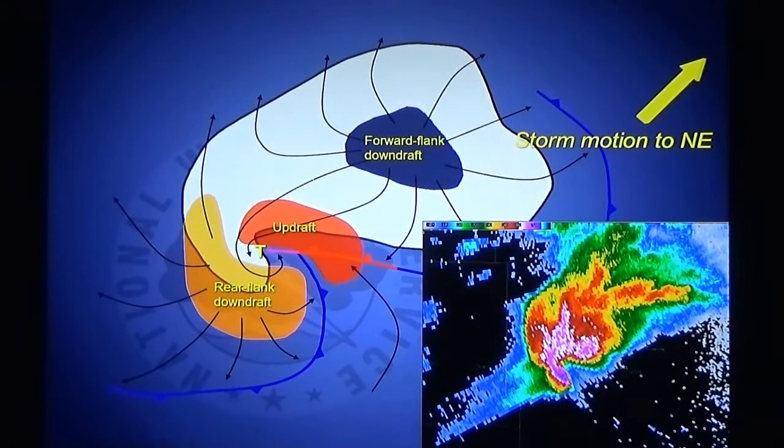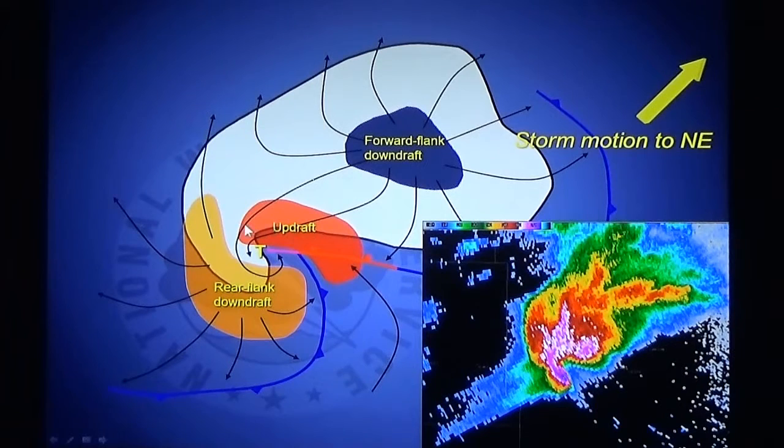Here's a schematic of a supercell thunderstorm, and on the lower right side, a radar image of a supercell. On the front side of the storm, as it's moving to the top right of the screen, moving to the northeast, the front of the storm, the forward side, is sinking air. This is called the forward flank downdraft. That's where the rain and hail is falling out of the storm.